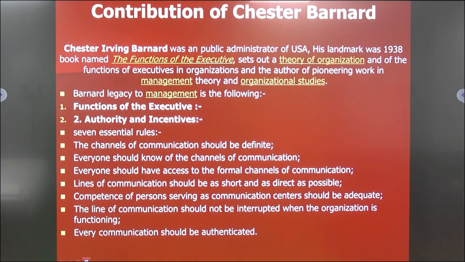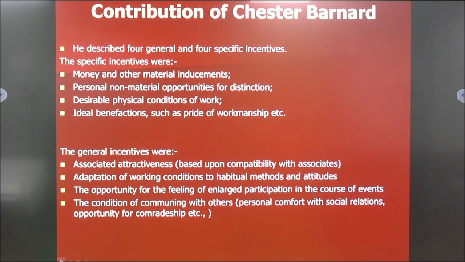As for incentives, he proposed two ways of convincing subordinates to cooperate: tangible incentives and persuasion. He gives great importance to persuasion, much more than to economic incentives. He described four general and four specific incentives. The specific incentives were, number one, money and other material inducements. Number two, personal non-material opportunities for distinction. Number three, desirable physical conditions of work. Number four and last, ideal benefactions such as pride of workmanship, etc.